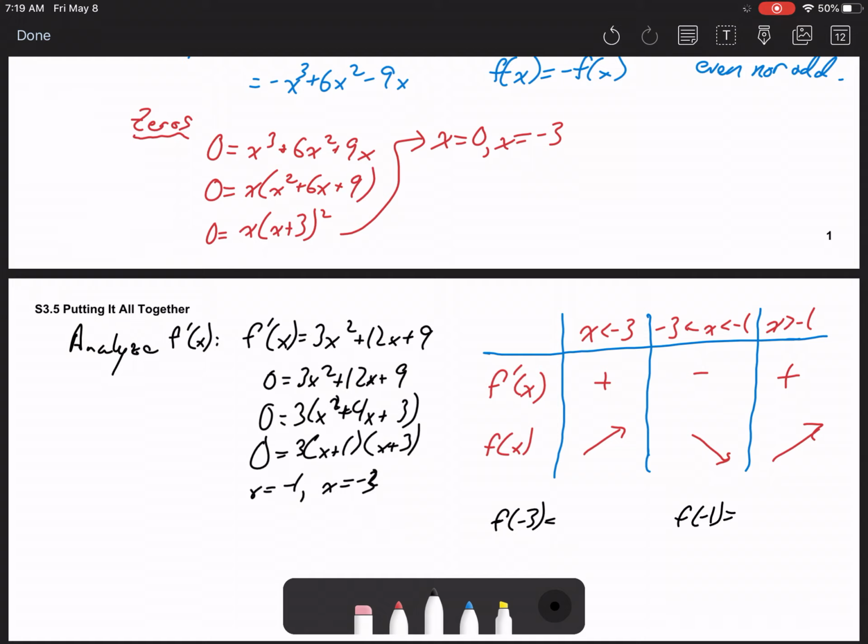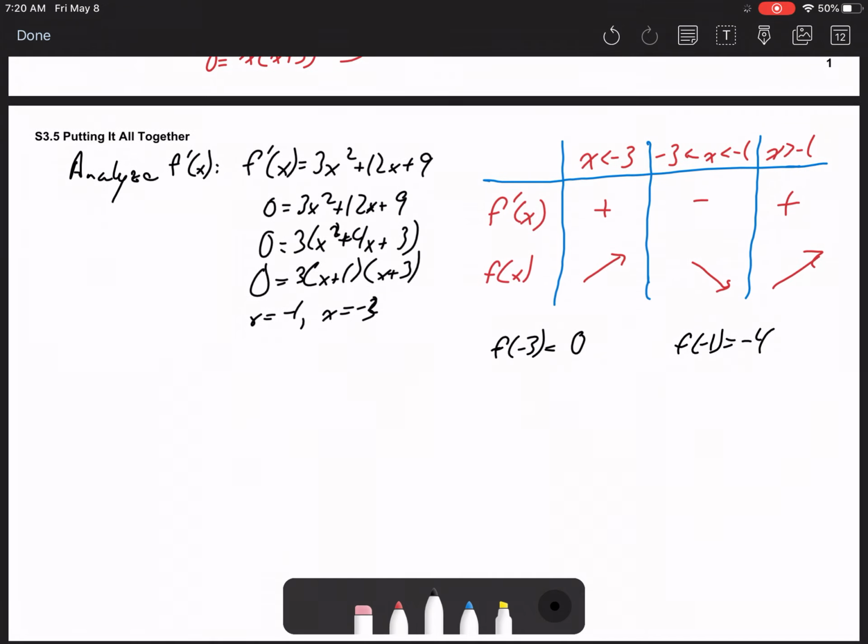-3 cubed plus 6 times -3 squared plus 9 times -3. Okay, that gives me a value of 0. Oh, yeah, this is one of my zeros. Ooh, I forgot to notice that. And if I substitute -1 in, that gives me a value of -4. So here I have, therefore, the point (-3, 0) is a local maximum, and (-1, -4) is a local minimum.